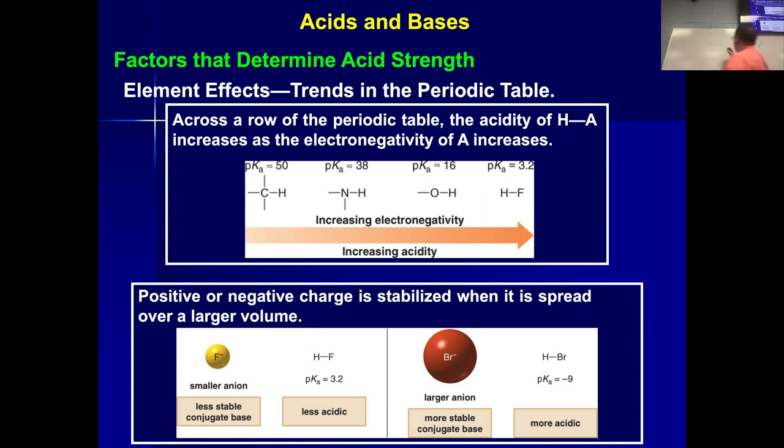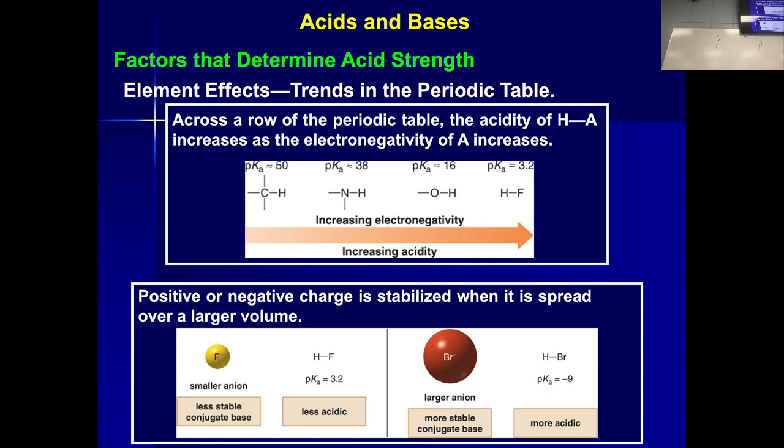Right, if I'm wanting to compare methane, CH4, to HF, I need to look at the anions, right? Well, if I remove one of the hydrogens, then I've got carbon with a negative charge. And if I remove the hydrogen here, I've got F minus. Which one of those is the most stable? F minus or C minus? F minus. And why?